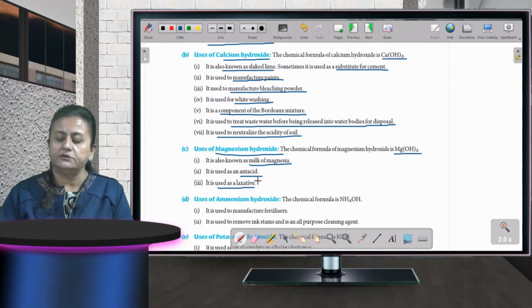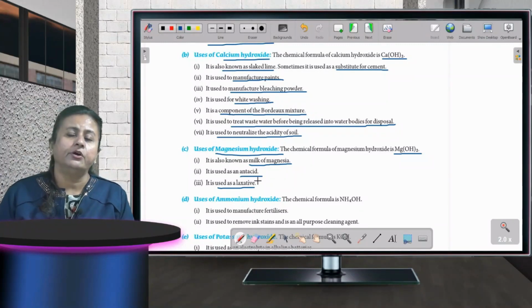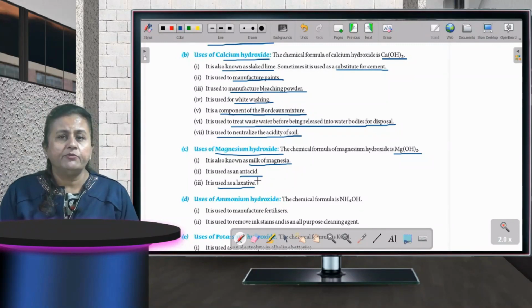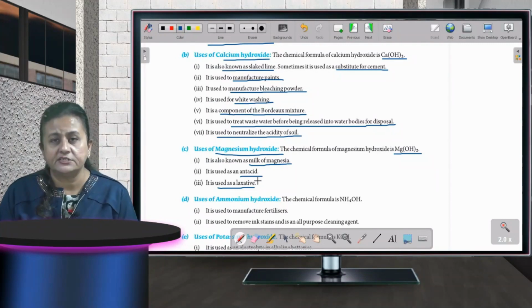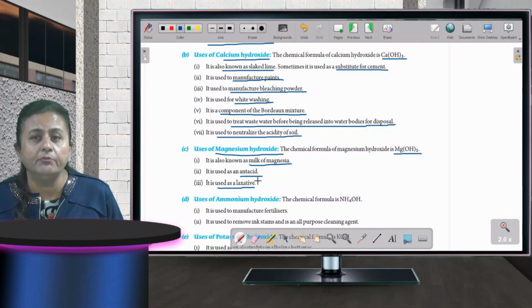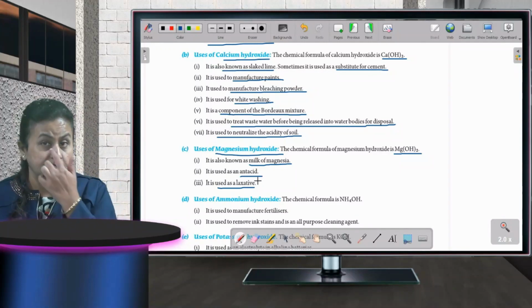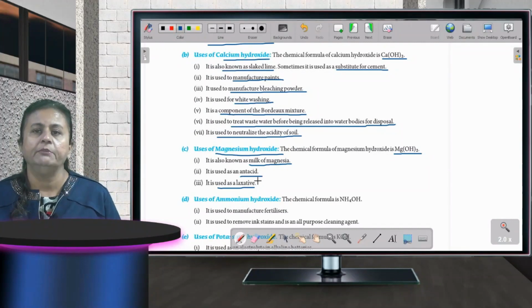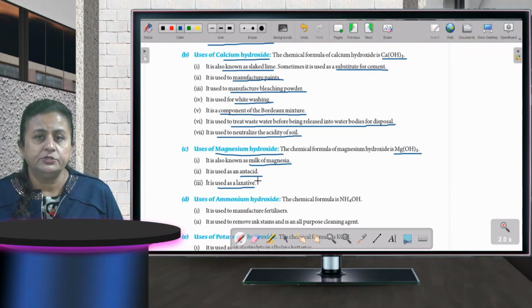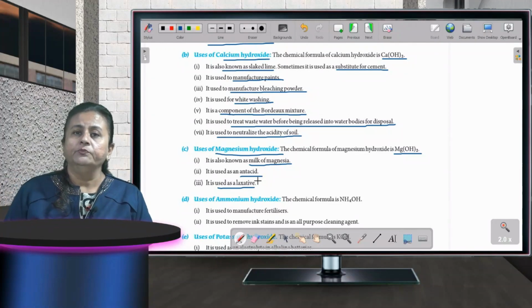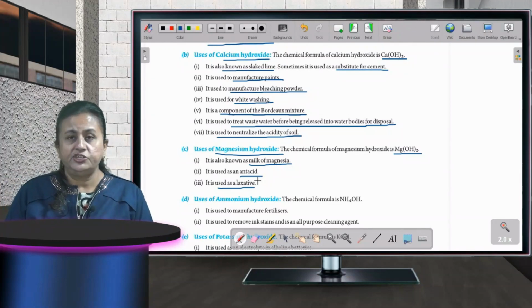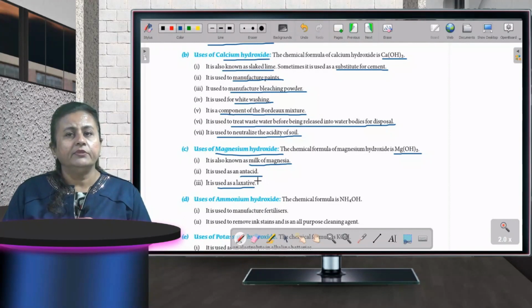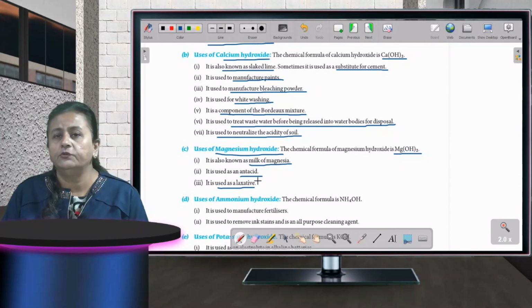Children, what is it actually? Magnesium hydroxide. Sometimes we are not able to fresh ourselves, okay, we face a problem of constipation. Constipation is a state in which you are not able to pass stools and all, okay, you are not able to go to the toilet and pass your stools. Okay, what you do, you take some milk of magnesia, you drink it, and after 4 to 5 hours you will be able to clean your stomach very easily.